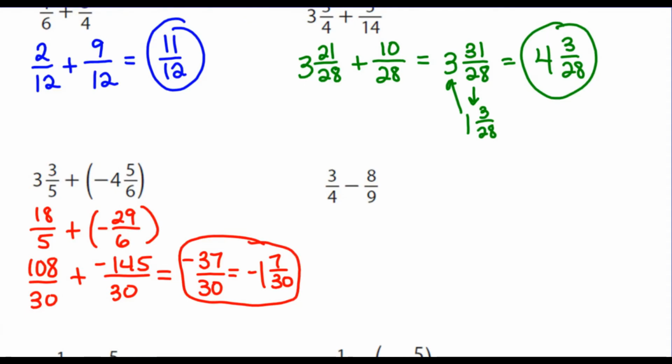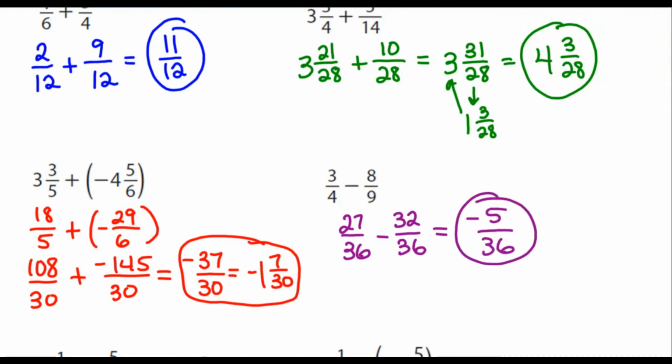Next one, 3/4 minus 8/9. The common denominator of fourths and ninths would be 36. So I need to rewrite these fractions with a denominator of 36. And 4 times 9 is 36. 3 times 9 is 27. 9 times 4 is 36. 8 times 4 is 32. When I subtract the numerators, 27 minus 32 is negative 5. That gives me negative 5/36, and that is in simplest form.